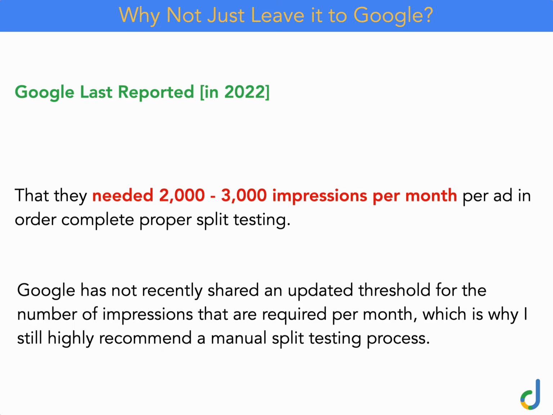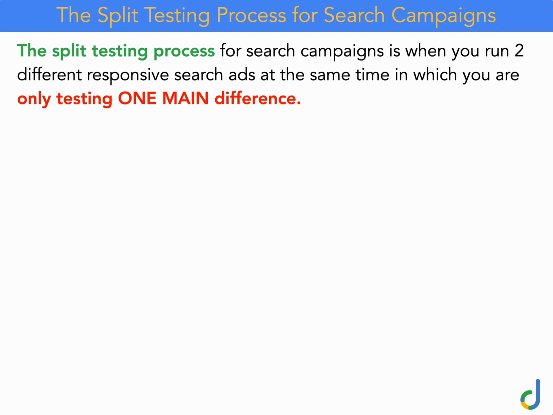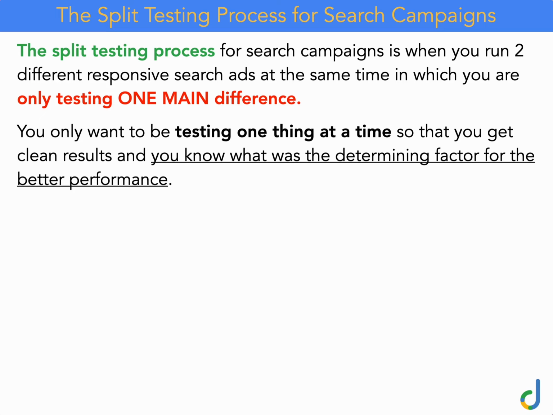So right now I want to take you through the split testing process for search campaigns. As we said, this is where you run 2 different responsive search ads at the same time, where you're only testing one main difference. The reason you only want to test one thing at a time is so that you can get clean results and know what was the determining factor for the better performance. If you've got 1 ad and then you test another ad that has 2 or 3 things that are different, you don't really know what caused the higher click-through ratio or the higher conversion rate.